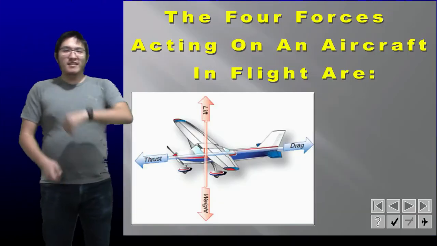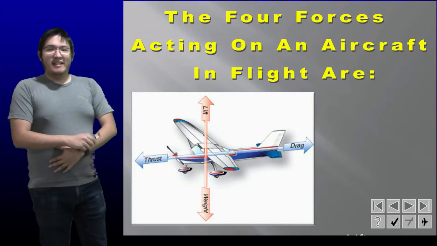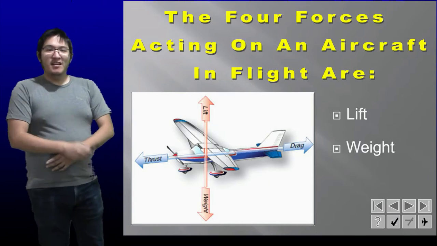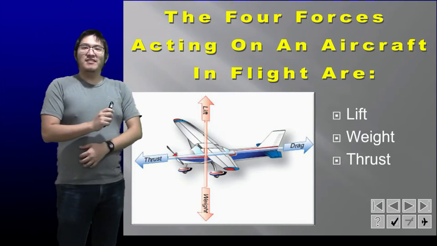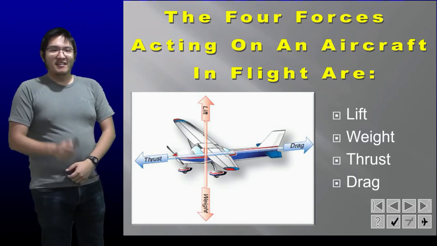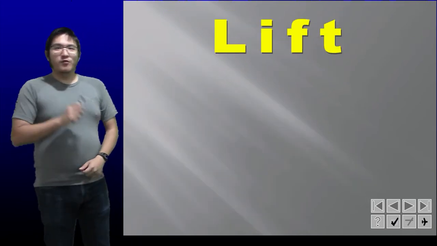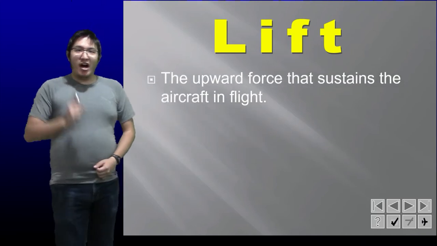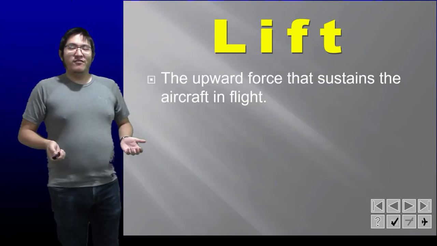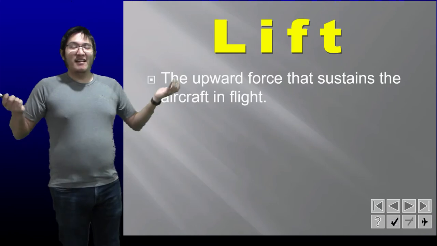So there are four forces acting on an aircraft in flight. They are lift, weight, thrust, and drag. First off, we have the force of lift. This is the upward force that sustains the aircraft in flight. It's essentially what allows us to fly.